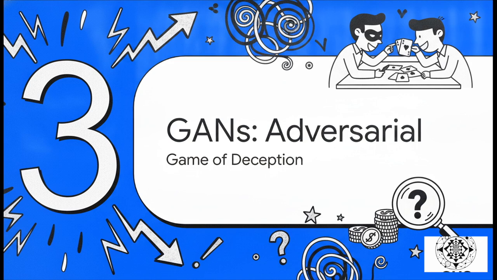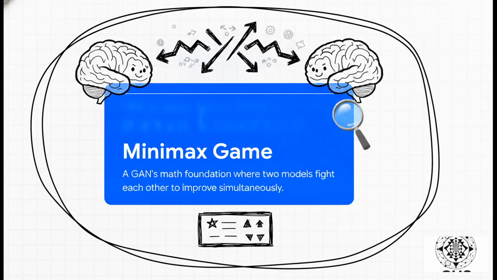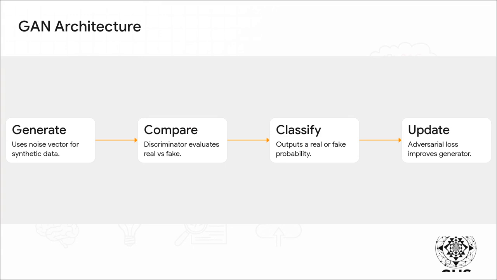All right, Section 3, GANs, adversarial competition, the ultimate game of deception. If VAEs are a careful compression algorithm, GANs are basically a forgery ring. Instead of a single pipeline, GANs rely on this intense, head-to-head rivalry, framed mathematically as a min-max optimization game. You essentially have two completely separate neural networks, locked in a continuous loop, just fighting against each other to improve simultaneously. Let's trace this structural loop in action.